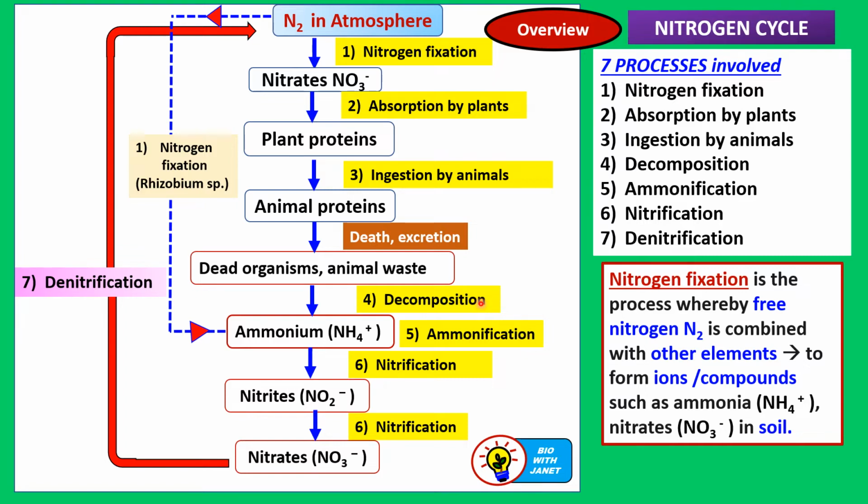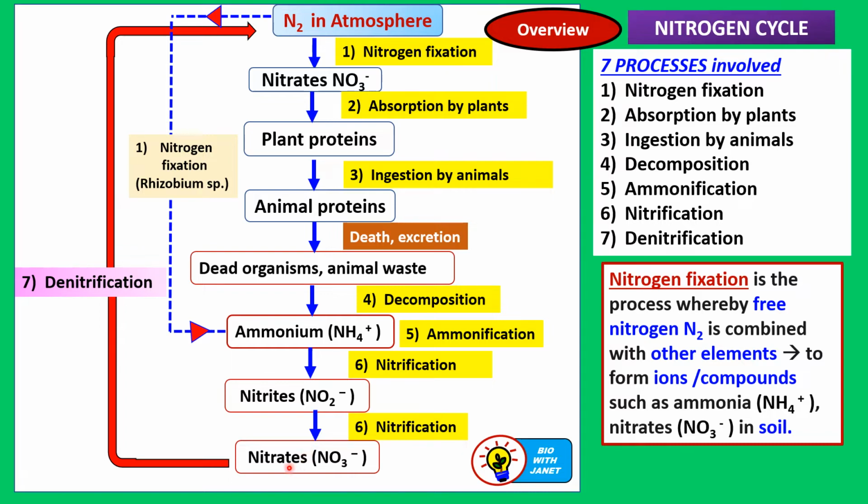It's part of the decomposition process. Next, ammonium ions can be converted to form nitrites, NO2-, through the process of nitrification. And then the nitrites are converted to form nitrates, also through the process of nitrification. So nitrification here means the formation of the nitrites and the nitrates. That's why I have the word nitrate, right?